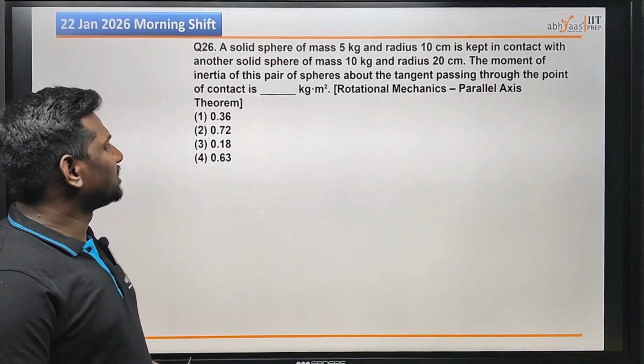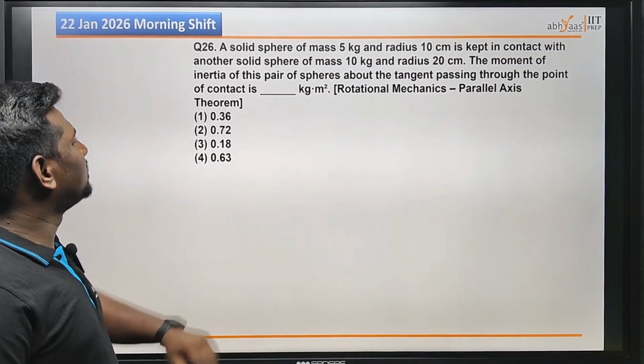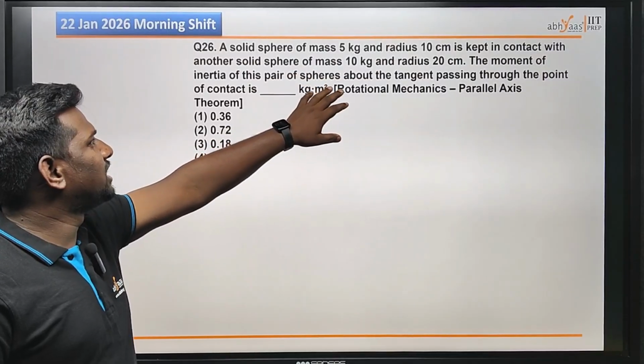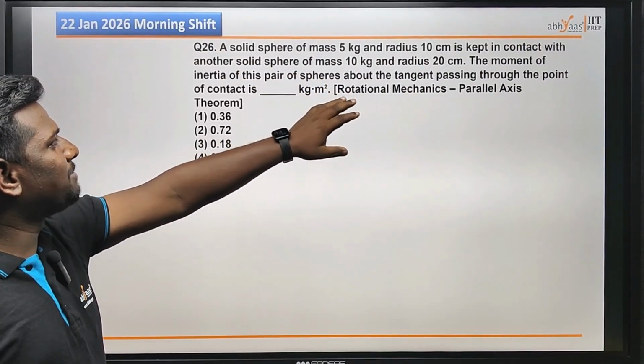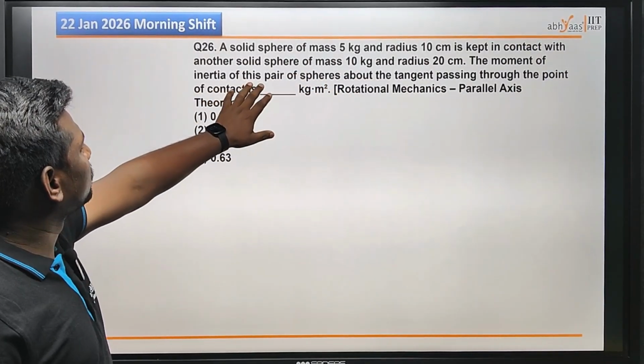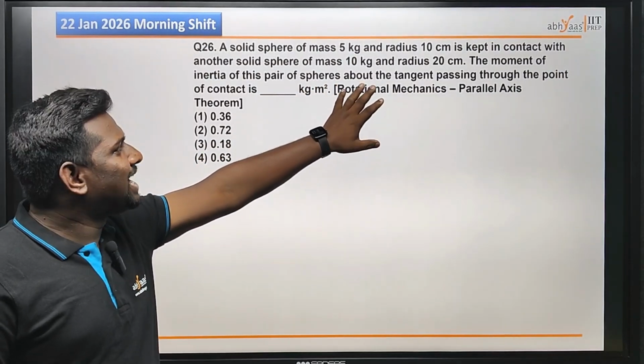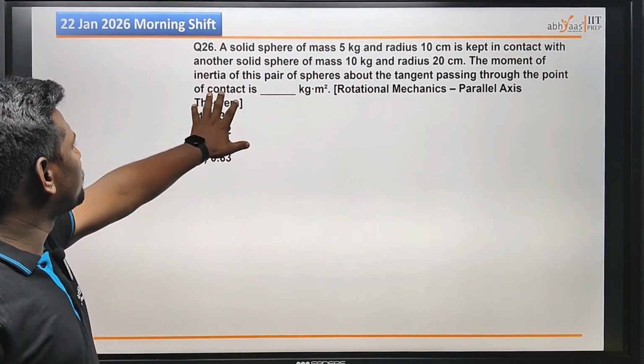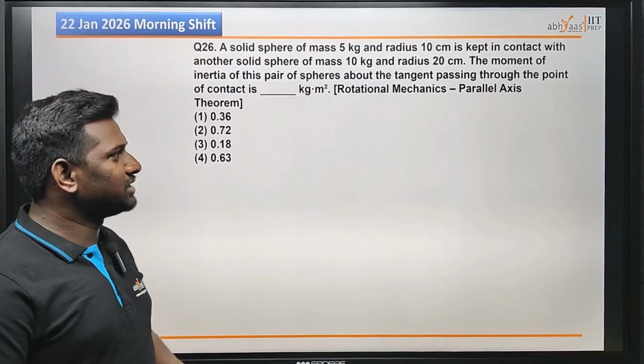If you see the first question, see that one. A solid sphere of mass 5 kg and radius 10 centimeters is kept in contact with another solid sphere of mass 10 kg and 20 centimeters. Then moment of inertia of this combination.